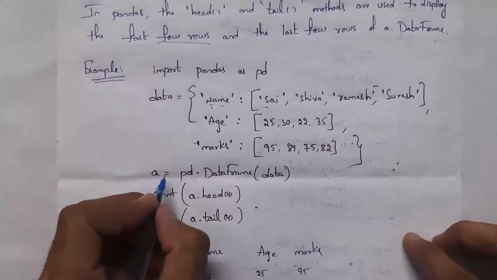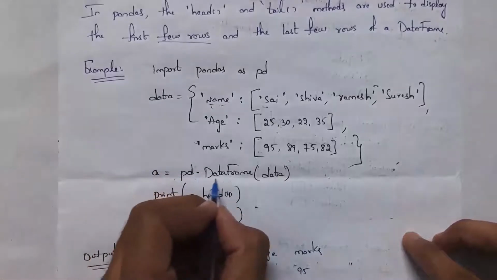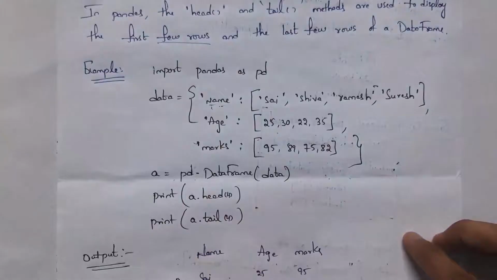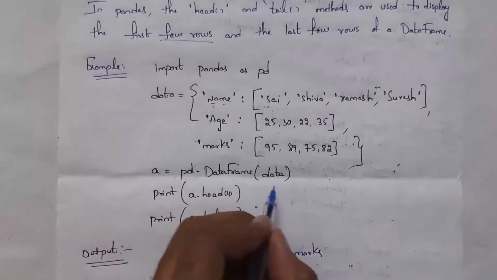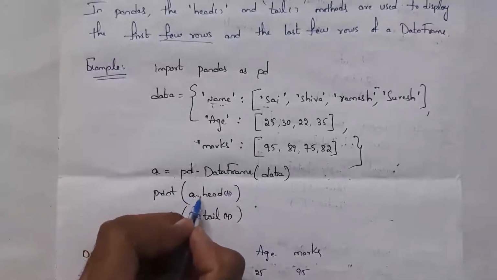Next I am taking variable a equal to my library name, that is pd dot DataFrame. And my dictionary is present in variable data. So write here data. Guys, I want to print only first 4 rows. So by using head method, you can print only few number of rows. So write here print. My data frame is present in variable a. So write here a dot head of 4.